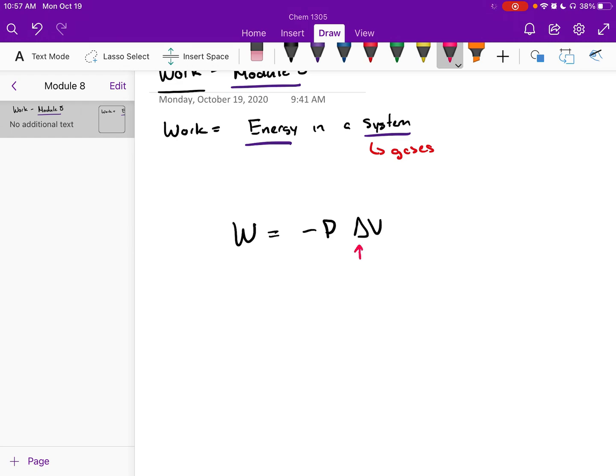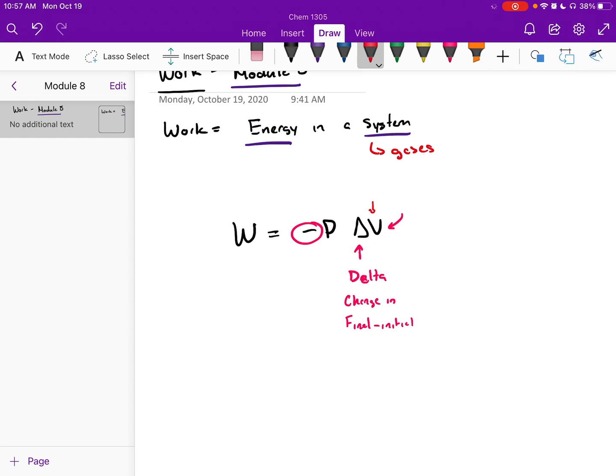There are a couple new things that you probably haven't noticed. This delta is probably the first time you're seeing this. That just means change in. So change in volume, the way we calculate that is just final minus initial. Also take note of this negative sign. Those are probably the most important parts of this.